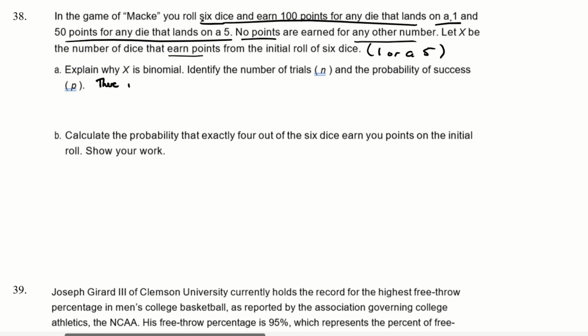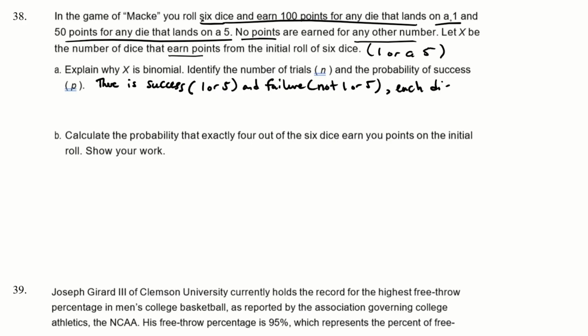There is success, 1 or 5, and failure, not 1 or 5. Each die is independent. Okay, so each die lands independently of another. And the number of trials is fixed. I'm just going to put number of trials, fixed.